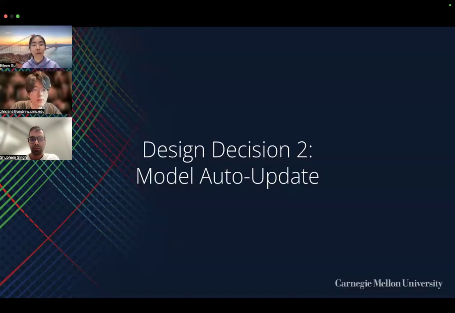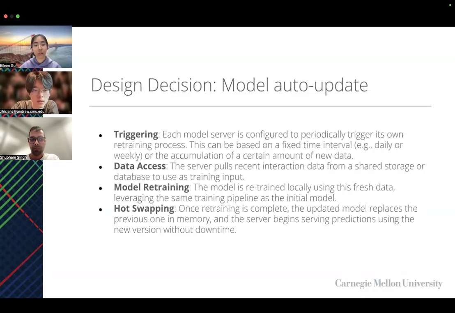Next, we'll come to the model updates decision. For the model update, the design decision we made is that each model server is configured to periodically retrigger its own retraining process, based on a fixed time interval. The data is pulled by the server from our MongoDB database, so the model is trained using fresh data. Once the retraining is complete, the updated model replaces the previous one in memory, and the server begins serving predictions using the new version without downtime.